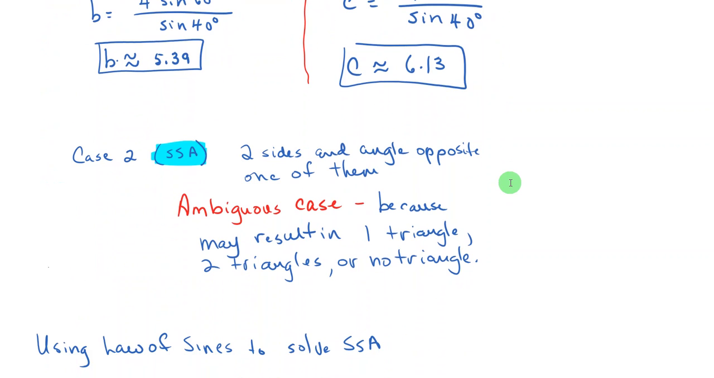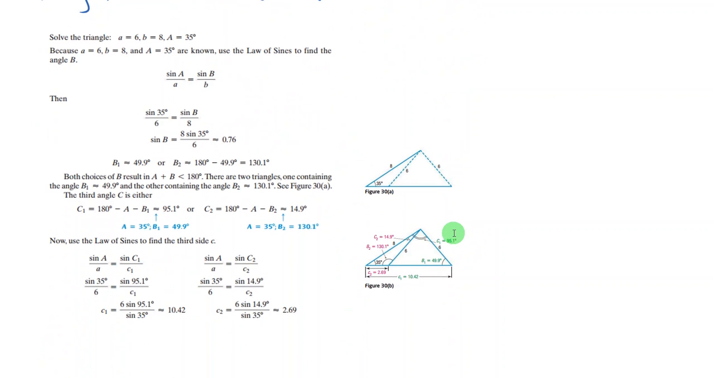Case two, sometimes you have the ambiguous case when you have two sides and an angle opposite one of them, because it could result in either one triangle, which was what we have been having, could be two triangles, or it could be no triangle. So let's look here and see what happened when it ended up being two triangles, and we'll see one of those in our homework.